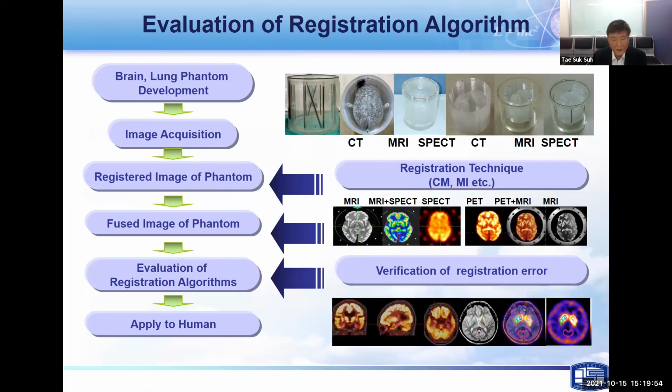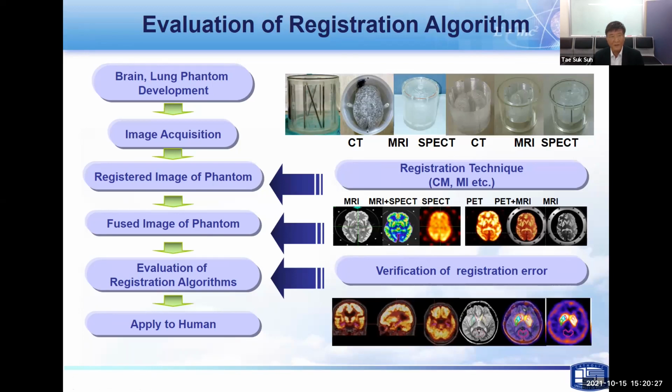So before we apply multi-modality imaging to humans, it's very important to evaluate the registration algorithm using human phantoms. So this shows the whole procedure for evaluating the registration algorithm using the phantom. First, we developed brain and lung phantoms for CT, MRI, and SPECT.